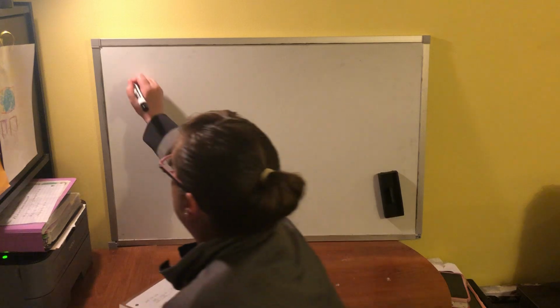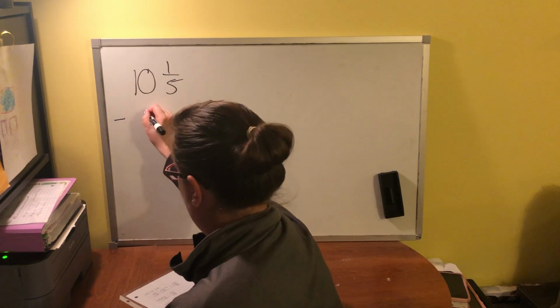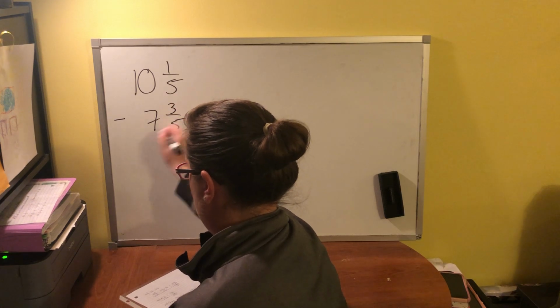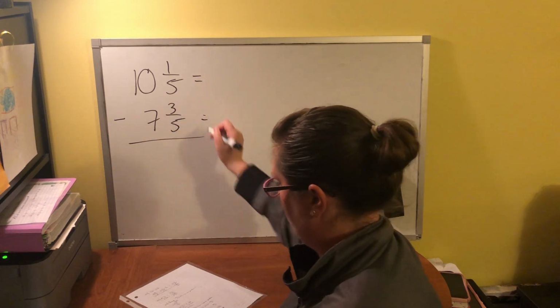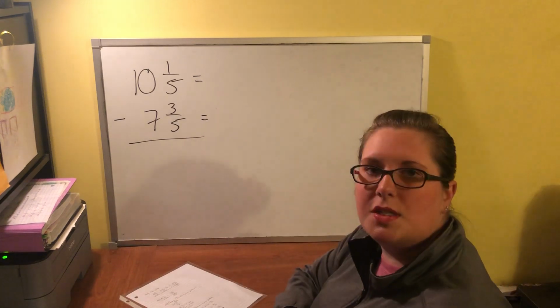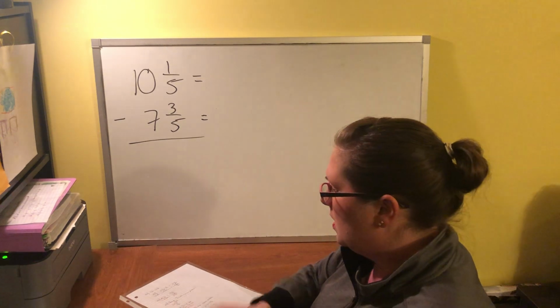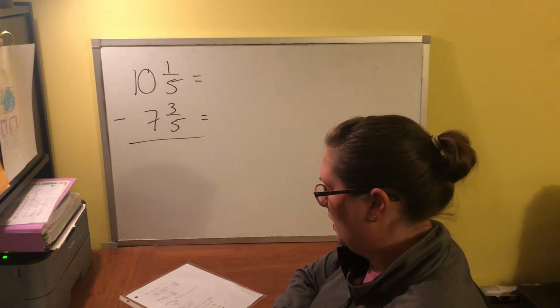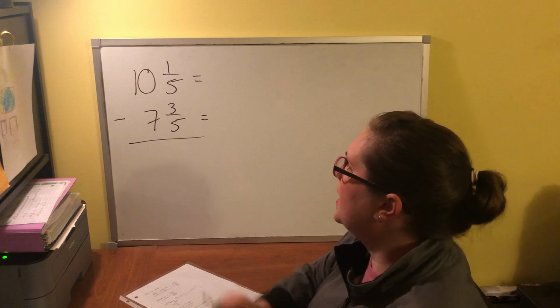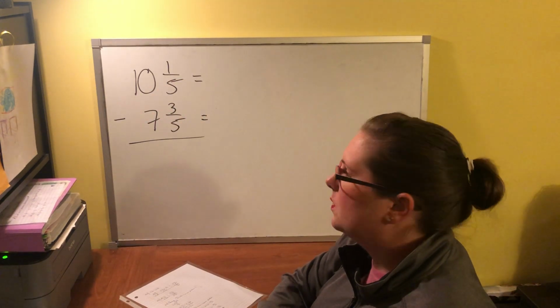Okay, let's do another. Let's do 10 1/5 minus 7 3/5. Well, what's great is we're going to go ahead and check. See if we have a common denominator. Well, we do. They both already have a denominator of 5, so I get to eliminate the steps we had to do before with building equivalent fractions. But I can't do 1 minus 3 when I go ahead to subtract the fractions, right? So we're going to have to borrow.